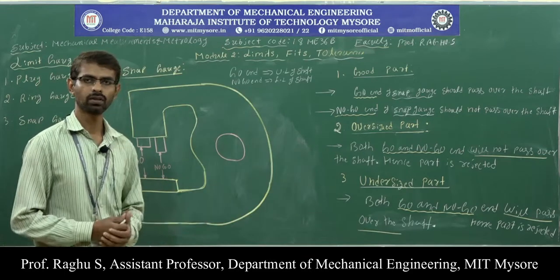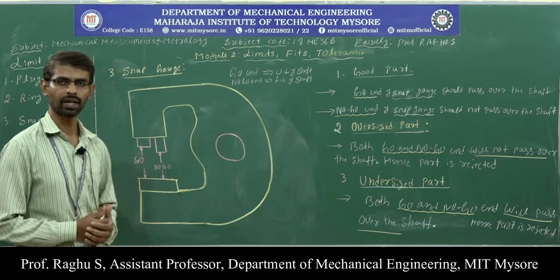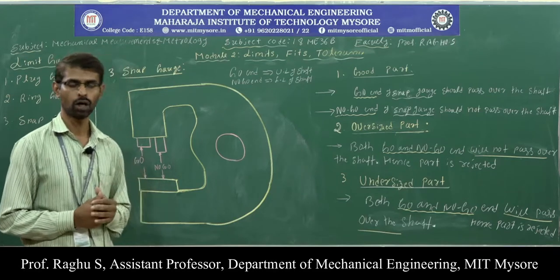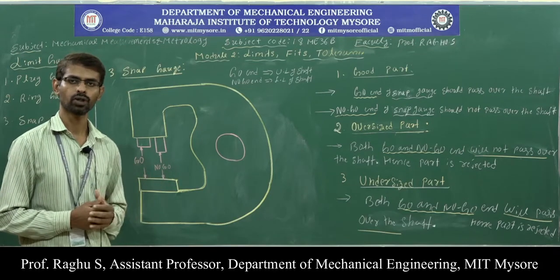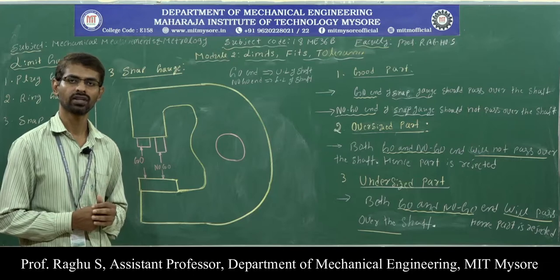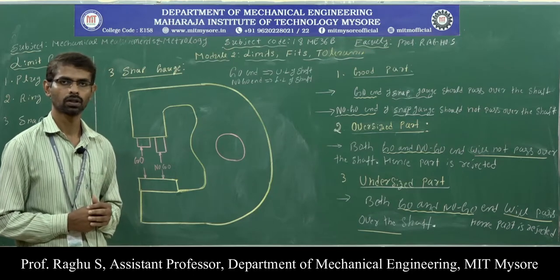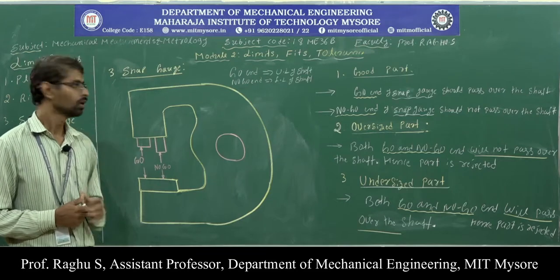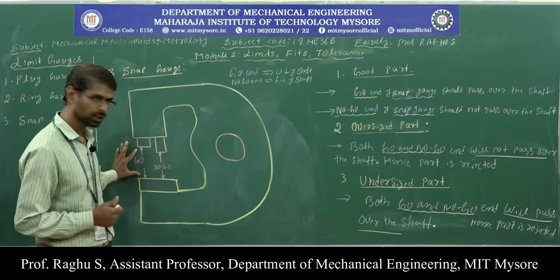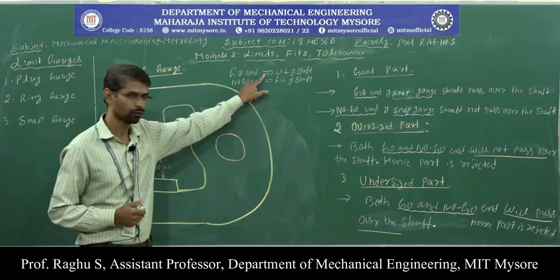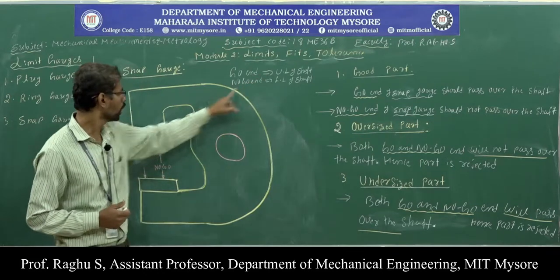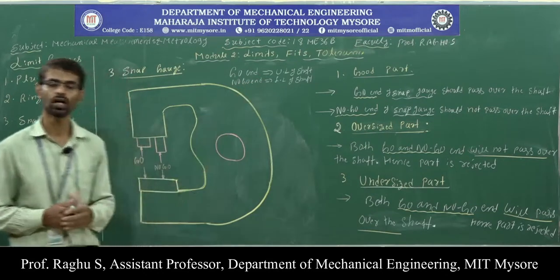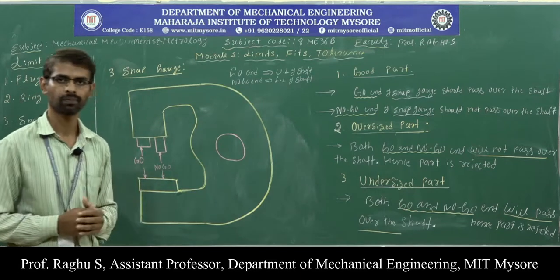Next one, snap gauge. Snap gauges are used to check the diameter of a shaft, whether the diameter of the shaft is within the specified tolerance or not. Here the diagram shows the snap gauge. The go end of the snap gauge corresponds to the upper limit of the shaft, and the no go end of the snap gauge corresponds to the lower limit of the shaft.